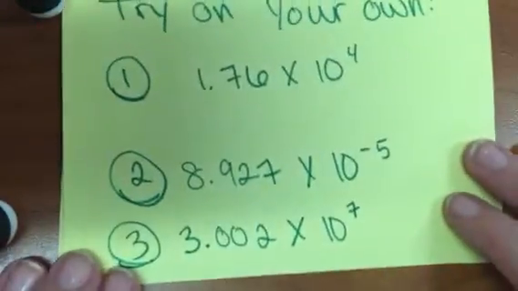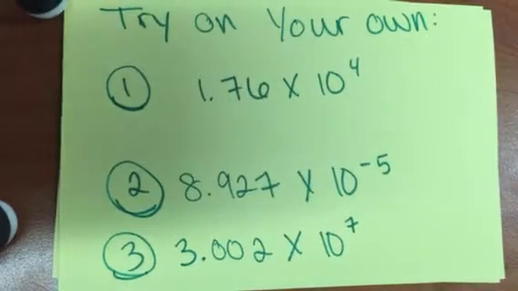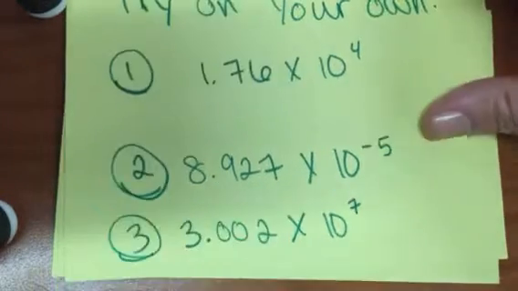So now I want you to try these on your own. The first one: 1.76 times 10 to the 4th. Go ahead, solve that and answer the question. Now we've got 8.927 times 10 to the negative 5th. Be careful with your negative. Go ahead and solve that and answer your question. And your last one: 3.002 times 10 to the 7th. Solve that and answer the question for me. I know it seems like we're going really fast, but you're supposed to be pausing the video. Okay, now we're going to go over the answers.